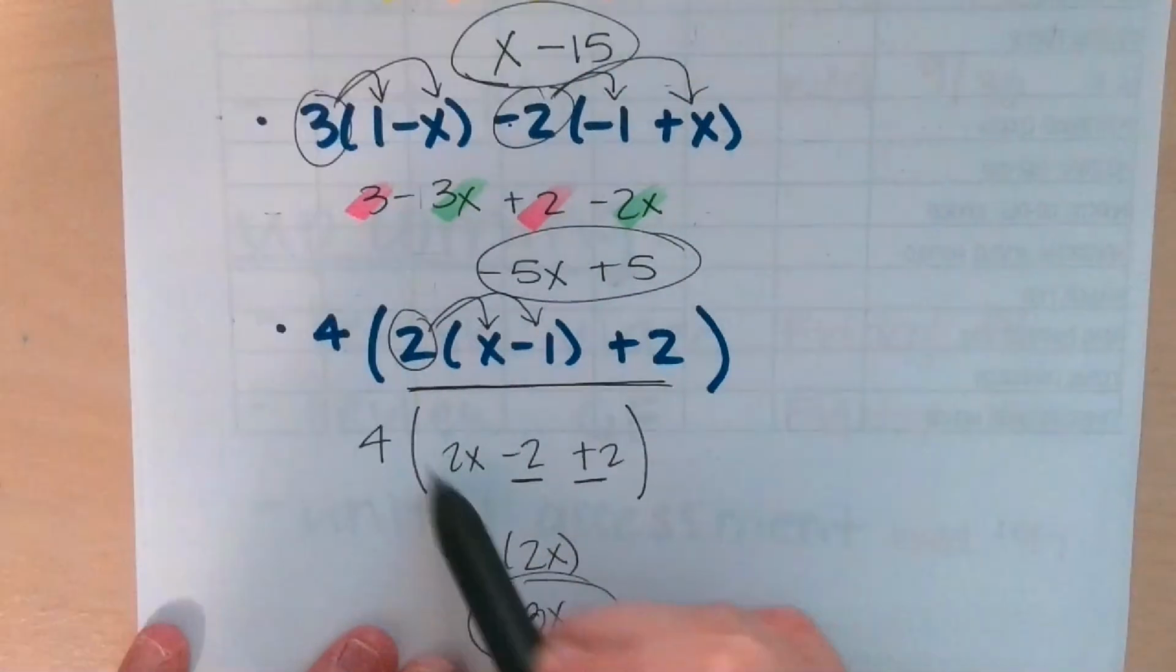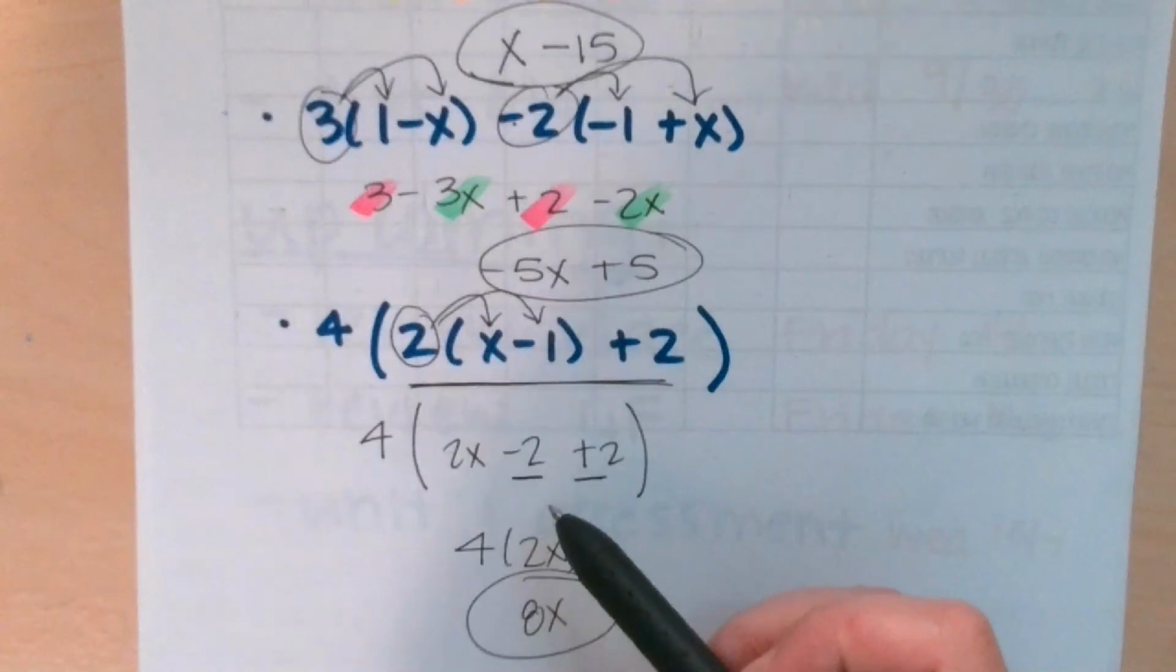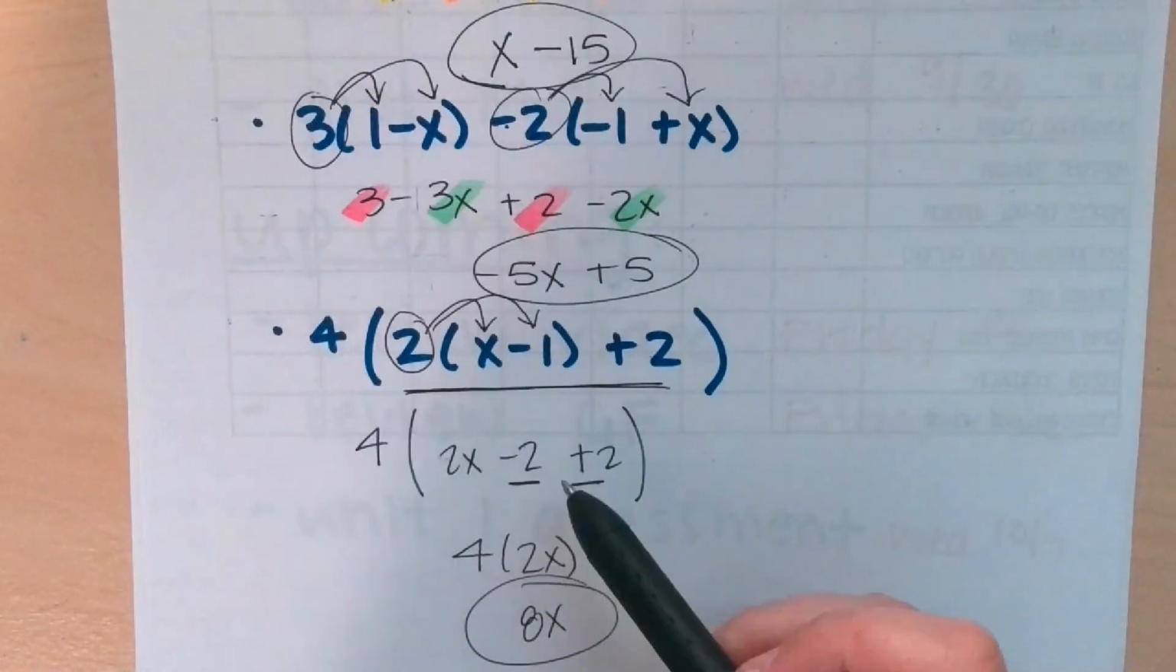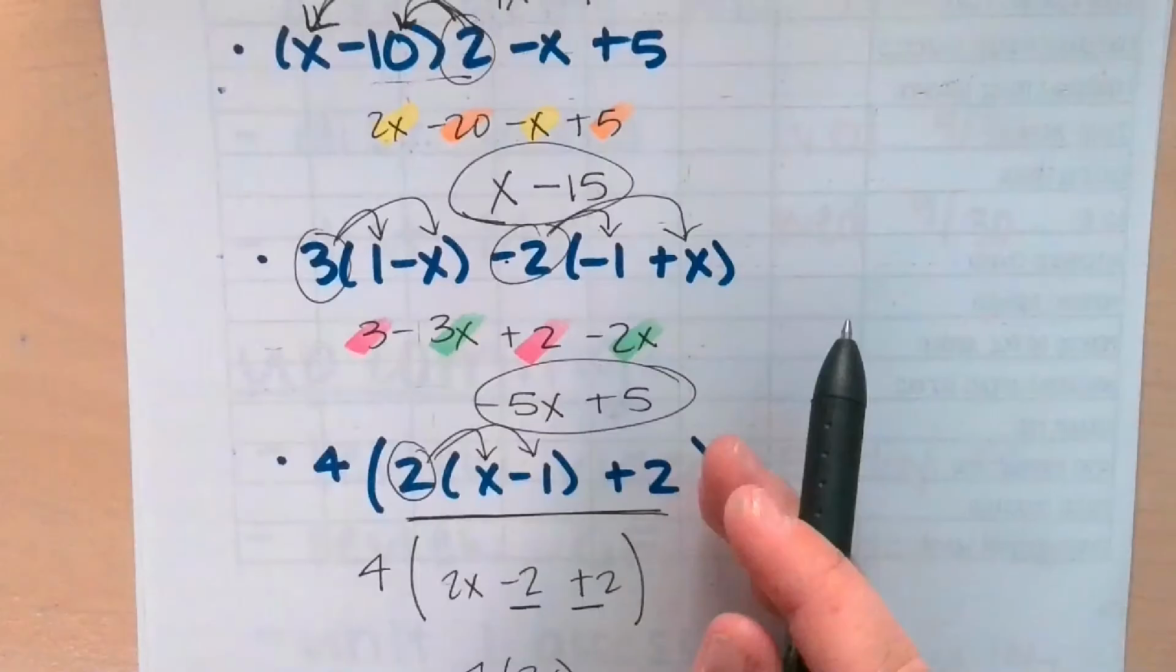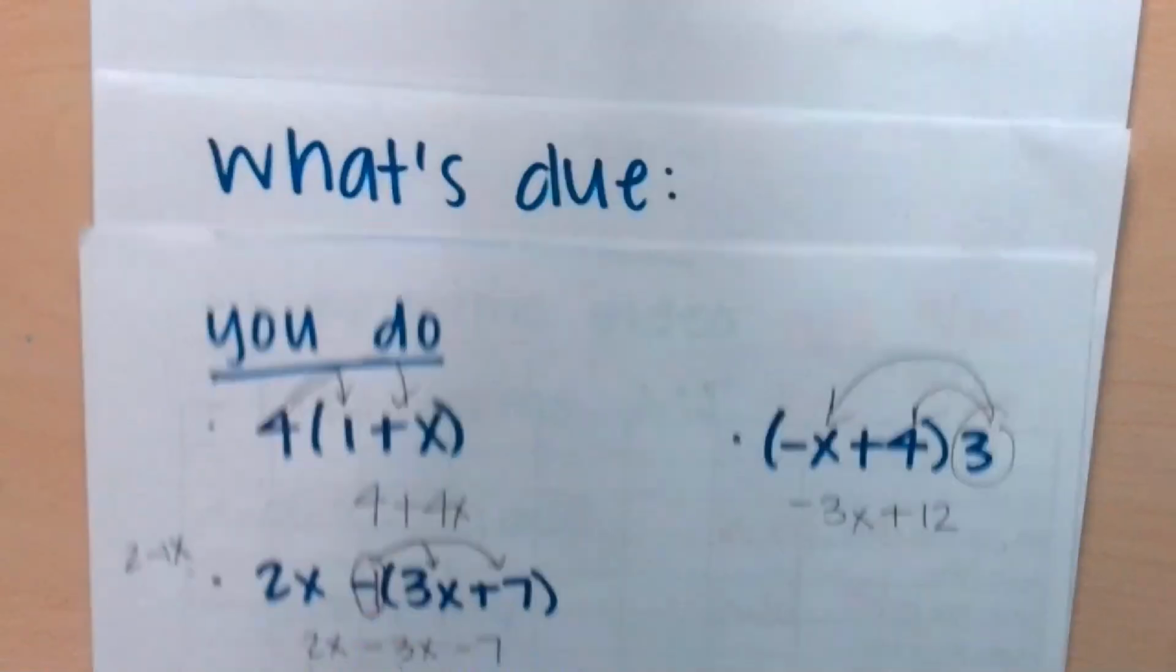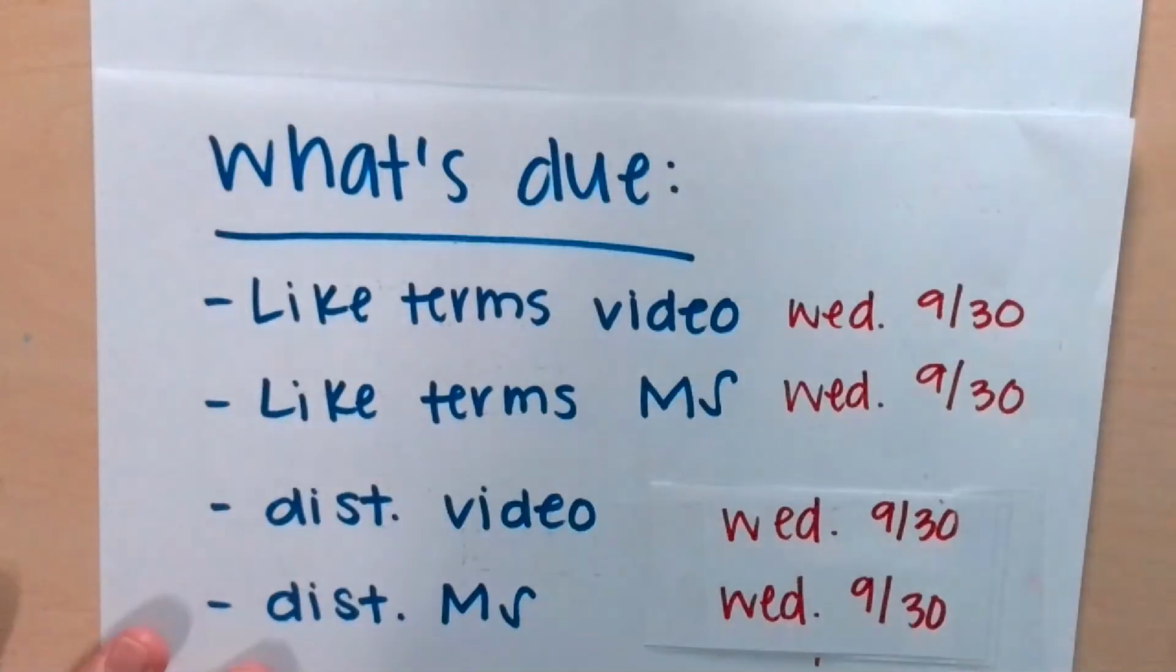Okay, there is a question like this on the MathSpace, so that's why I did want to make sure that you saw this example. Okay, so that is it for distributing.